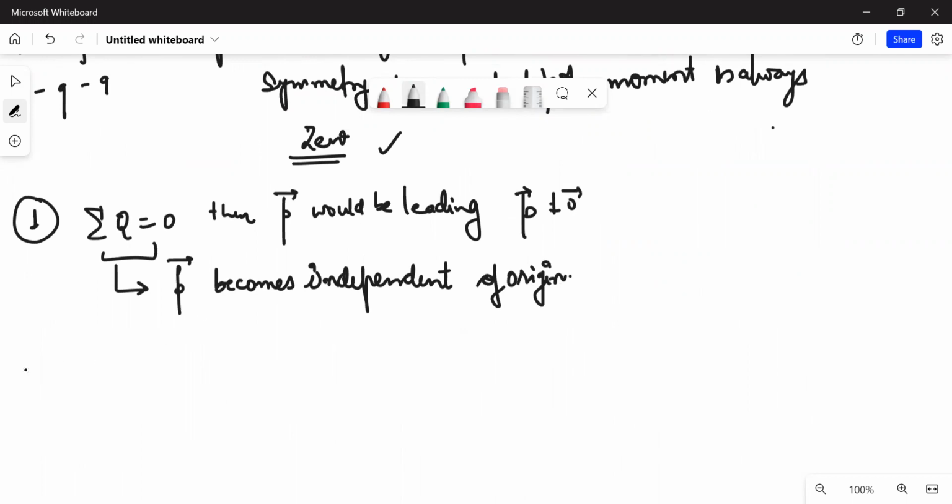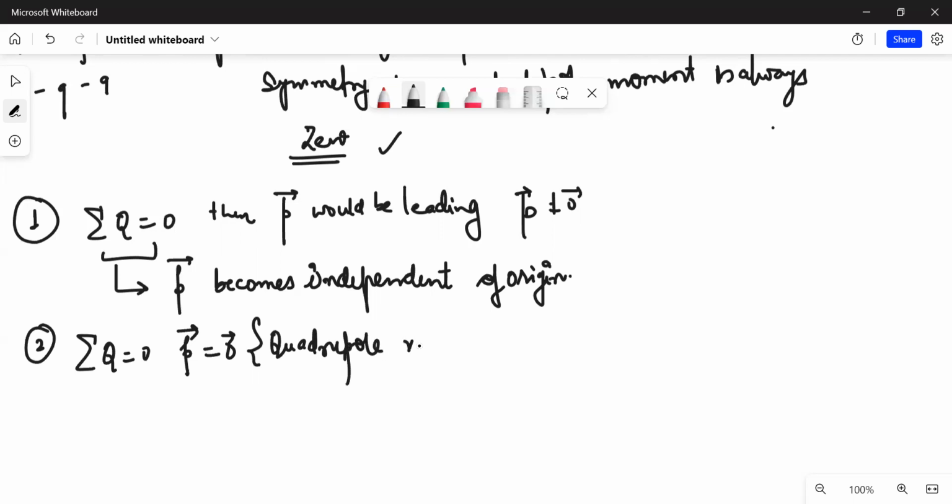And second, if the total charge is zero and the P vector is also zero, a null vector, then obviously your quadrupole moment would become independent of origin. And shortly we are going to see that this quadrupole moment happens to be a tensor. So in a generalized way.